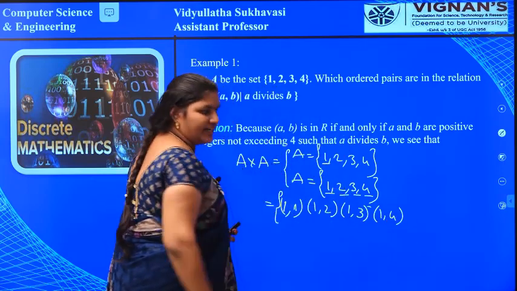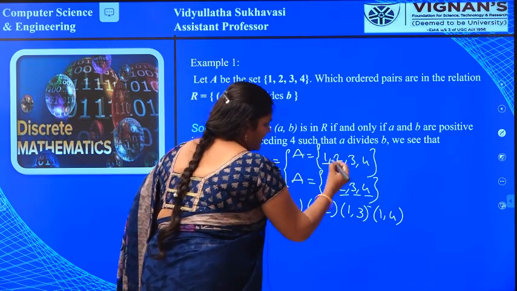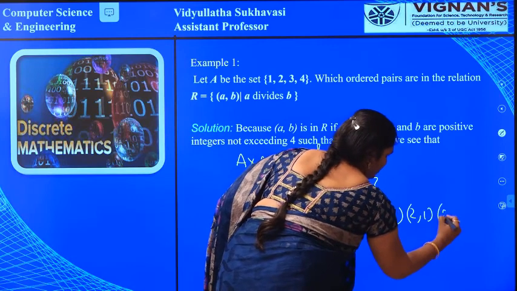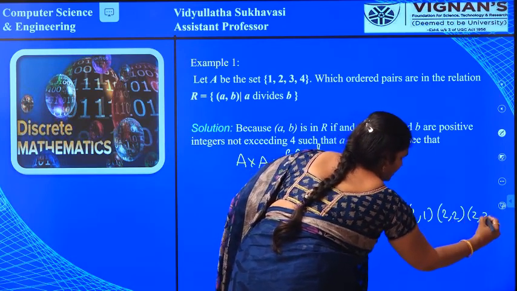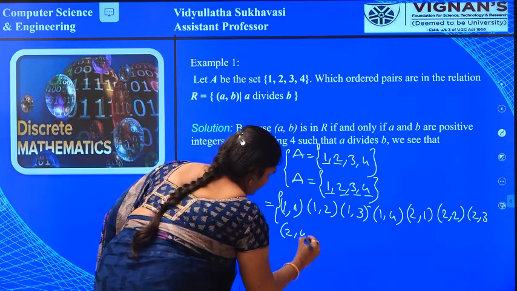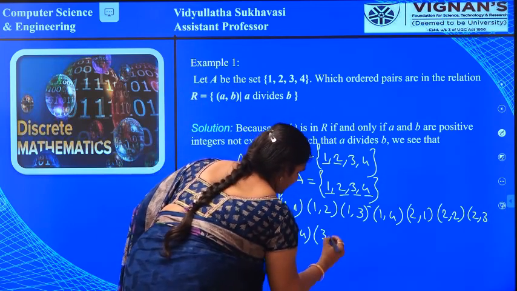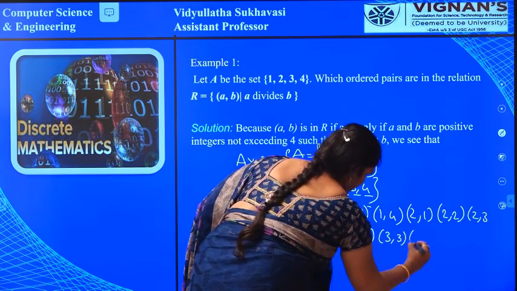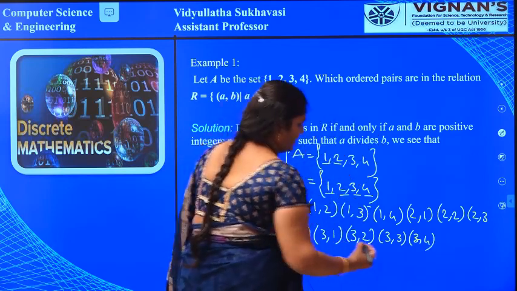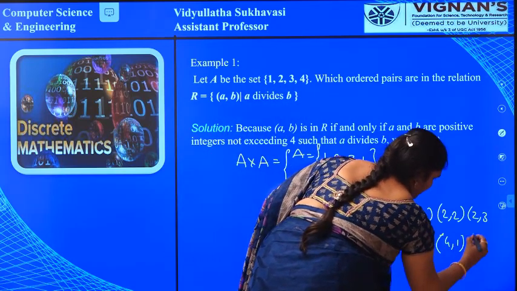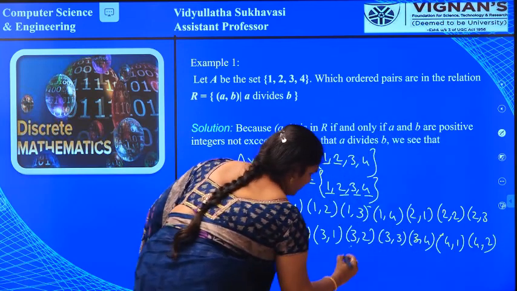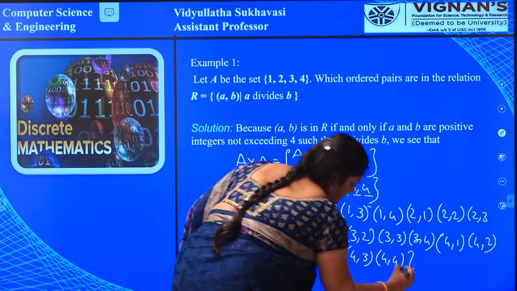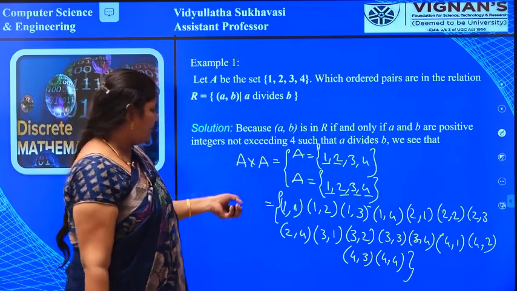With 1 we have completed all the combinations, and next with the second element we take all the combinations: 2, 1, 2, 2, 2, 3, 2, 4. Next with 3 we take 3, 1, 3, 2, 3, 3, 3, 4, and next with 4 the combinations 4, 1, 4, 2, 4, 3, 4, 4. So these are the ordered pairs in the Cartesian product A cross A.